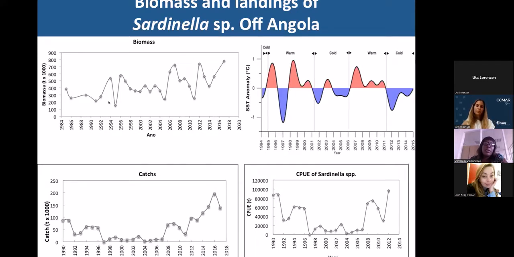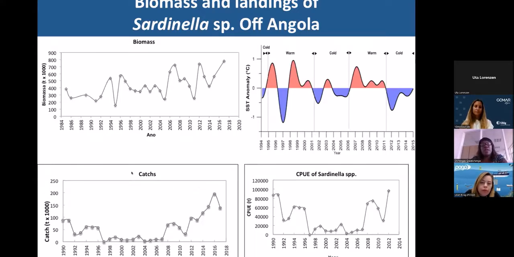So here we can see that in 1994-95 occurred the Benguela Niño, and this can be seen here. It was a warm event. During this period, these species migrate southward, reaching Namibian waters. And it's important to say that the rest of these fluctuations are currently poorly known.